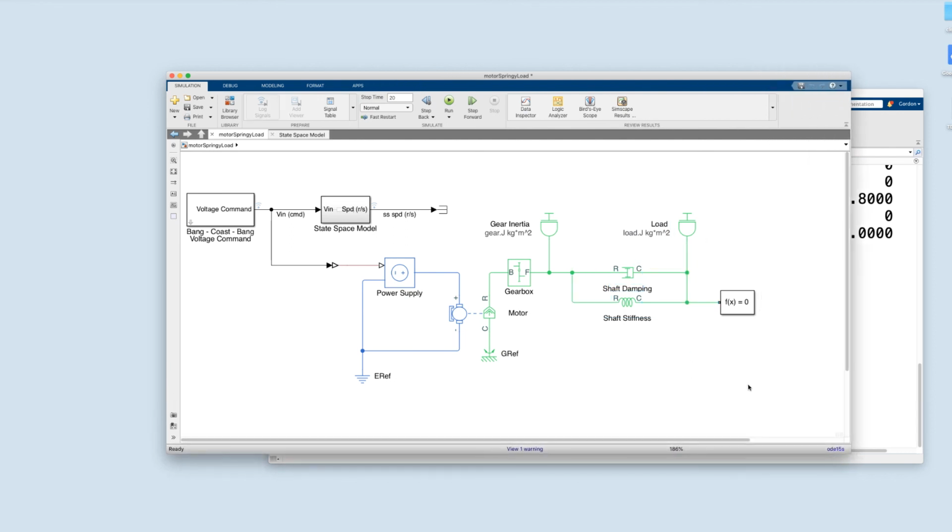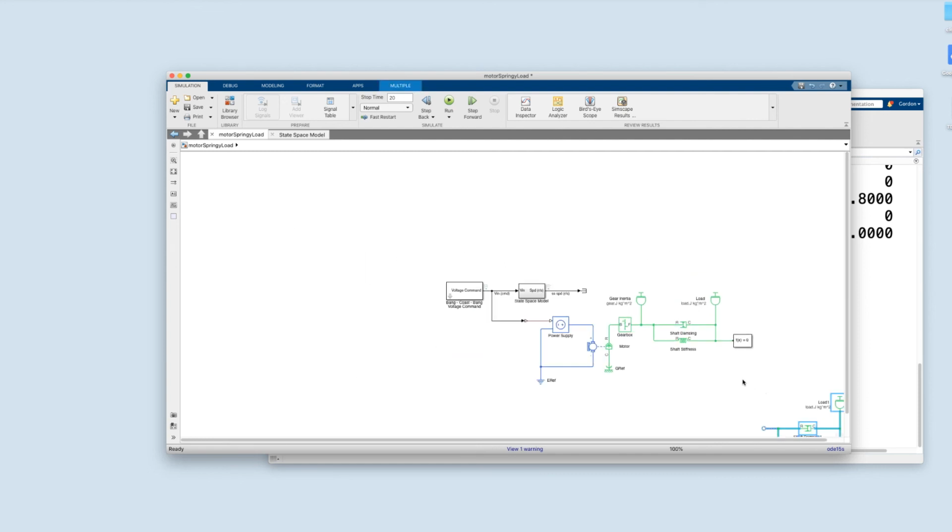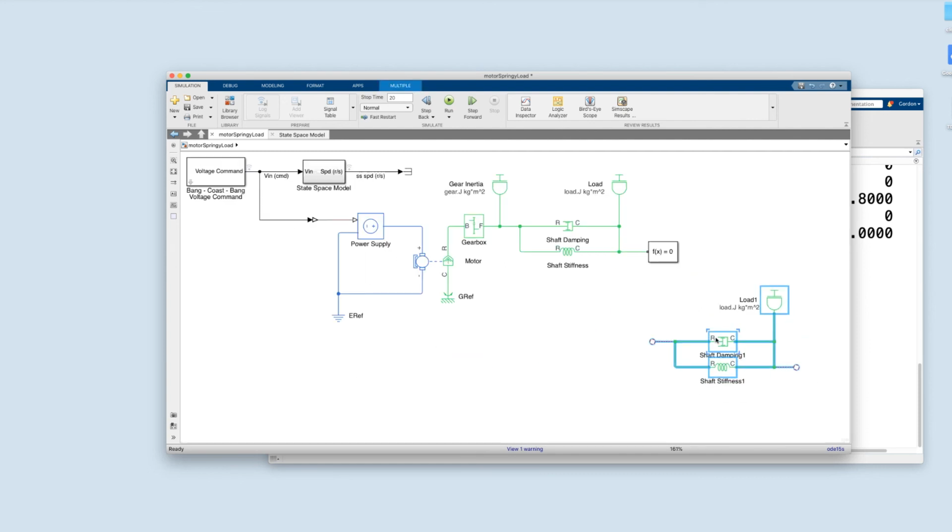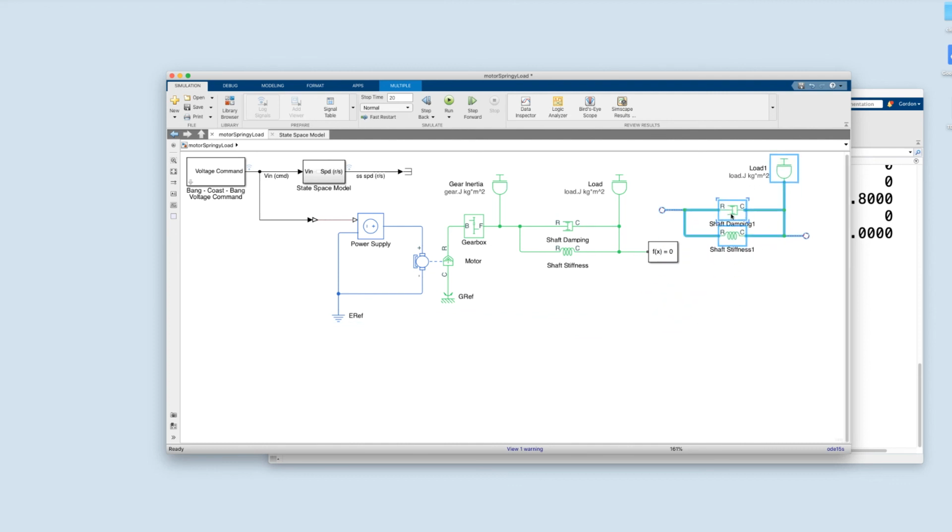paste it. Where did it end up? There it is. So paste it, and I'll just attach it right here. Boom. I've now just attached a new inertia, another inertia, to the output of the orange inertia that we had in the other model.